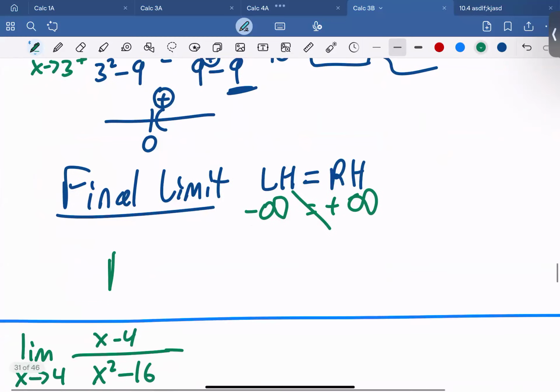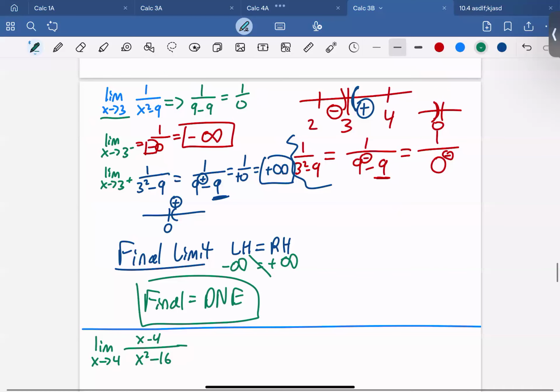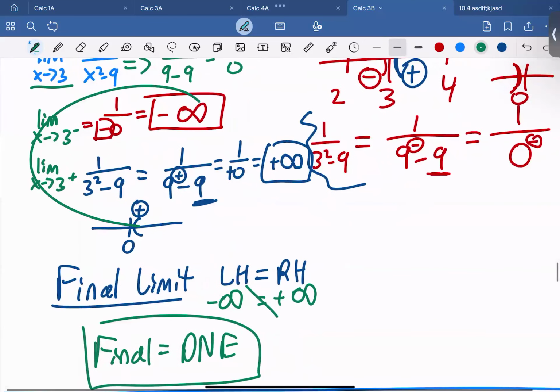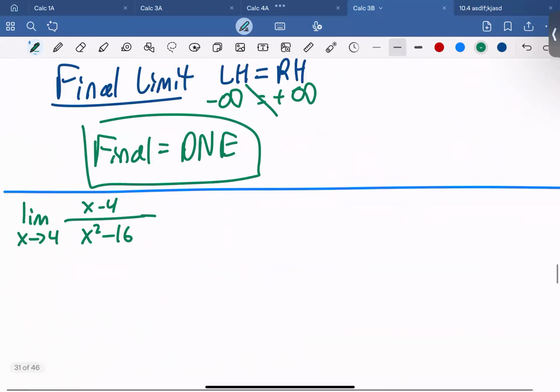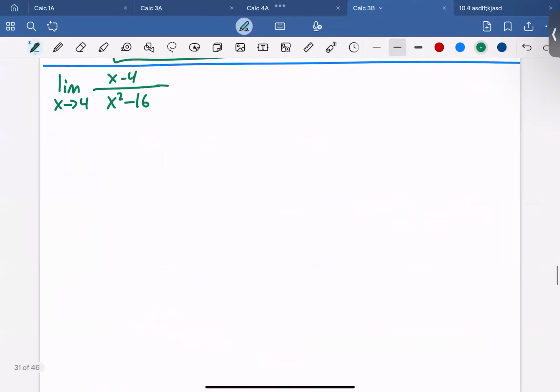So our final limit, because the left and right hand don't exist or don't equal each other, would be does not exist. Okay. And I would expect all this work, or not all this stuff on the right, that's for explanation. But this left hand, right hand stuff, I would need to see that. Okay, so let me zoom out. There you go. Let's try one more of these.